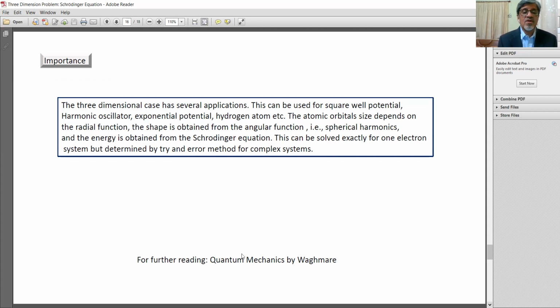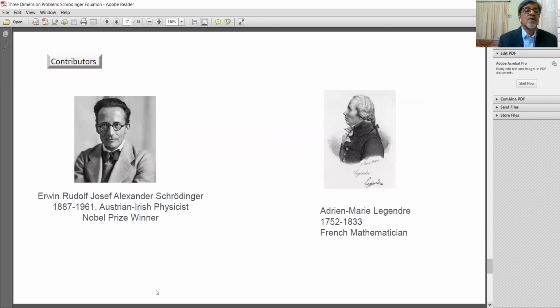Now, for further reading, the Quantum Mechanics book by Wagmare is proposed over here. Now we have to remember the contributors. So Erwin Rudolf Josef Alexander Schrodinger, very big name, born in 1887, passed away in 1961. Austrian-Irish physicist and Nobel Prize winner. His contribution is well known in quantum mechanics by giving the Schrodinger equation.